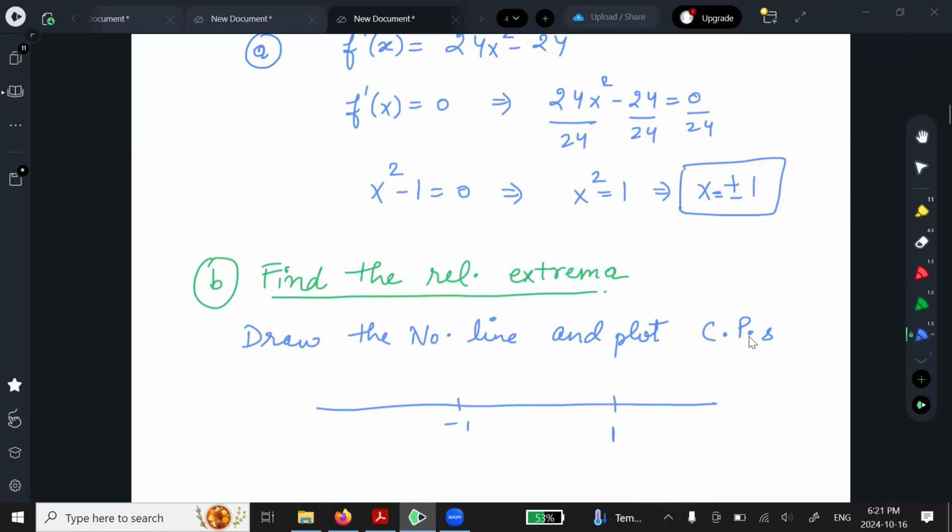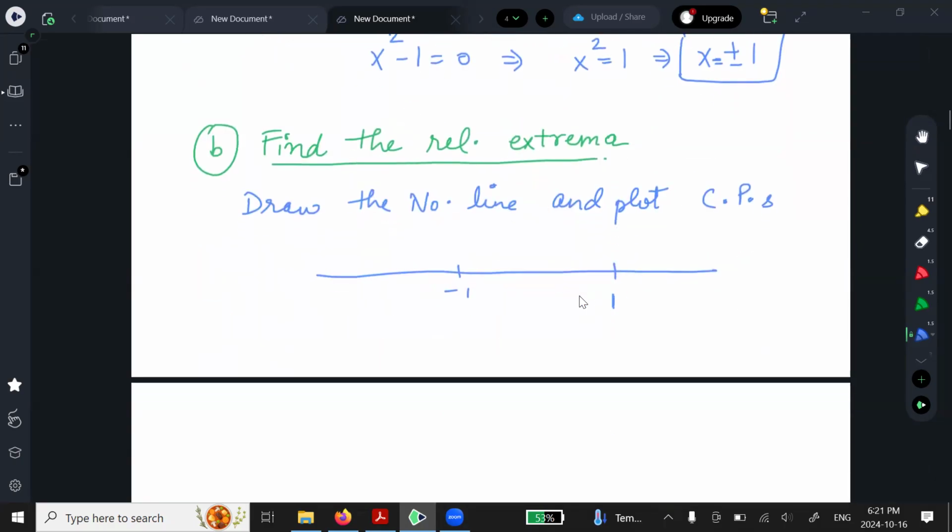So I've got 3 intervals. Now you pick a test point in each of them. Like pick -2, yeah, that's a good one. Pick 0 here. Pick 2 here. Okay, who's gonna tell me the sign?